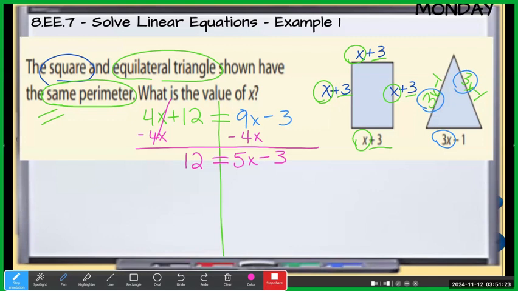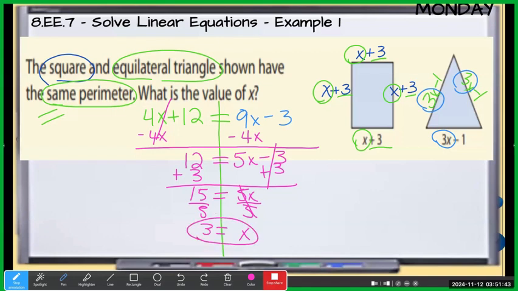So 3 is negative, so how do we get rid of it? Add 3 on both sides. 12 plus 3. Good job. Final step. Divide 15 by 5. Divide by 5 on both sides. So now we got x is equal to 3. Questions on it? Any questions? Find yourselves as we go.